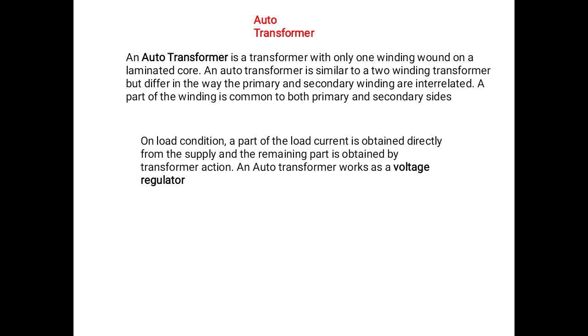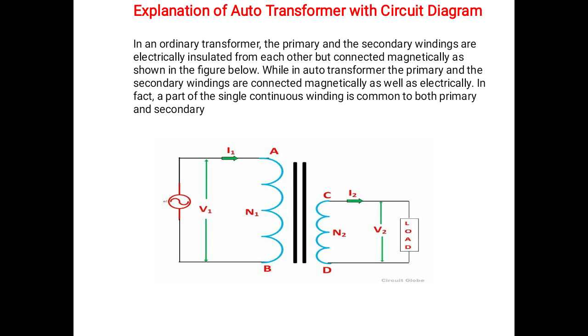On load conditions, a part of load current is obtained directly from the supply and the remaining part is obtained from the transformer action. So an autotransformer works as a voltage regulator. Now the circuit shows a two-winding transformer which is magnetically coupled, but an autotransformer is electrically coupled.